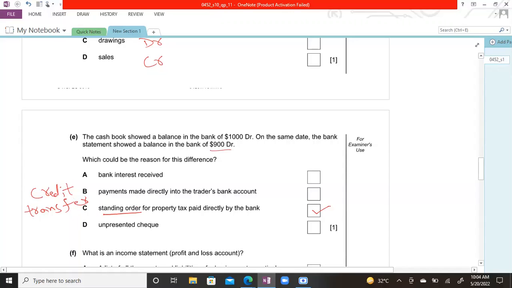What is a standing order? A standing order is an automatic payment from the business bank account. The instructions are given from the business to the bank to pay the required amount at regular intervals on a specified date, for example, a rent. So, on a specified date, the bank will automatically deduct that amount from the business bank account, and the bank will pay that amount to the required person or to another business.